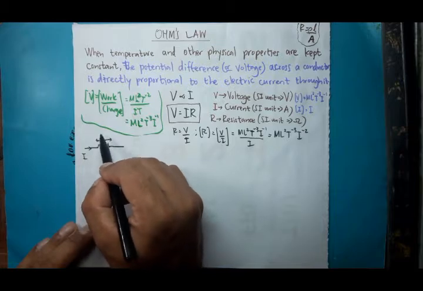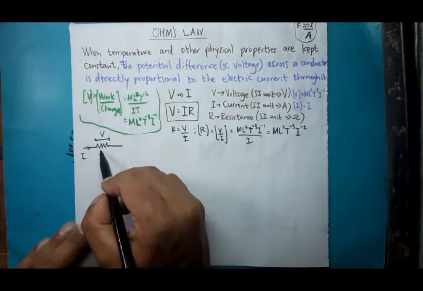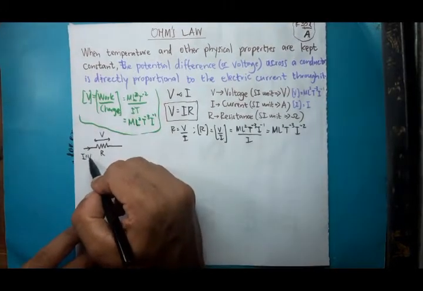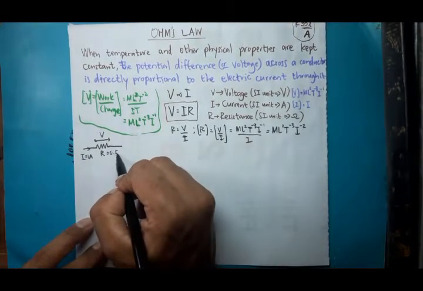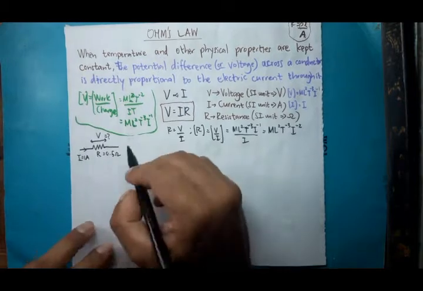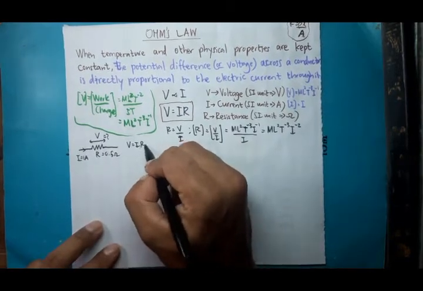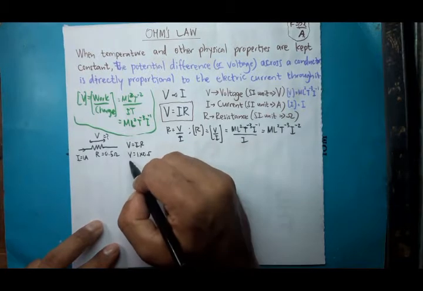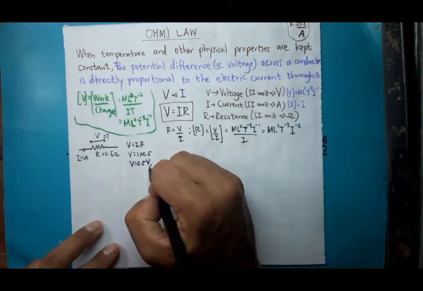be a potential difference V. Then the resistor will have a resistance R. Let's say this is 1 ampere, this is 0.5 ohm, and if they ask you to find V, you can always use the equation V equals IR. For V it is IR, 1 into 0.5, and the answer is 0.5 volts. Simple as that.